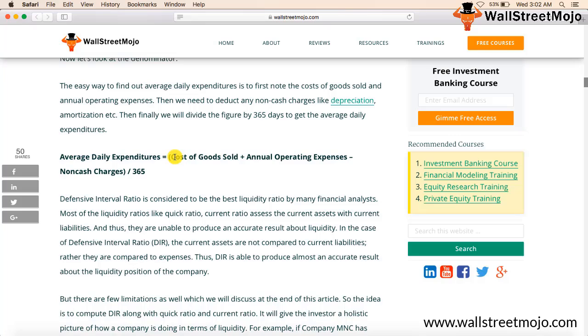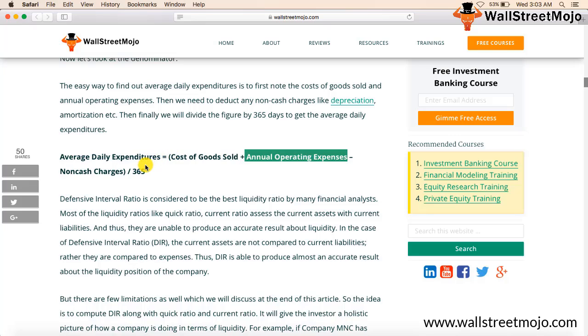I'm reducing non-cash charges because in the cost of goods sold or annual operating expenses, there can be certain expenses which are non-cash. That means although those are charged to my income statement, there is no real cash outflow from my side. For example, depreciation is an expense for me, but there is no cash outflow in the case of depreciation. Therefore, when I'm assessing the liquidity position of a company, I need to exclude that amount from my total expenses, and accordingly I compute my average expenses. So cost of goods sold plus annual operating expenses minus any non-cash charges.